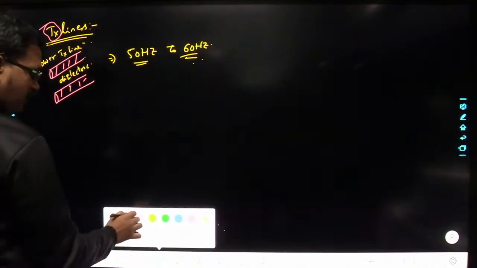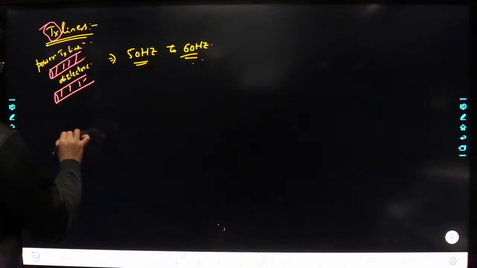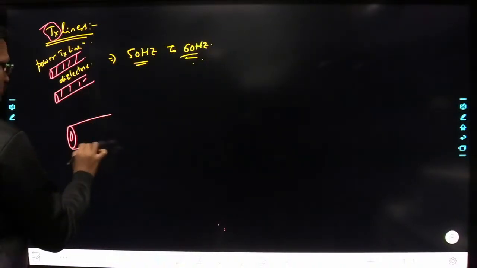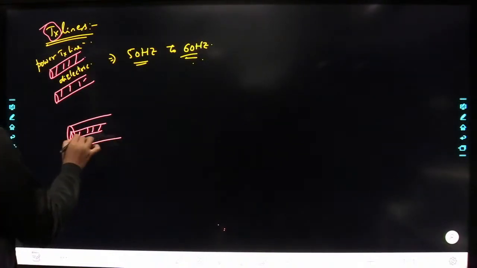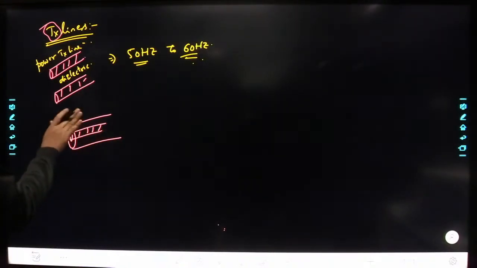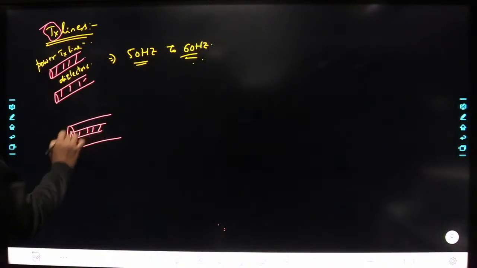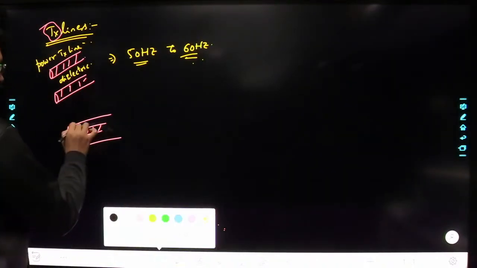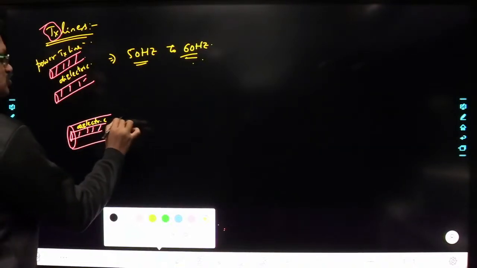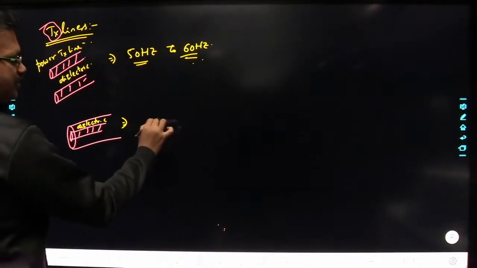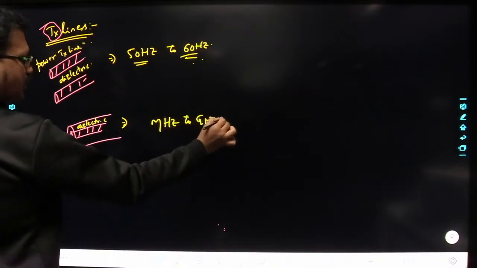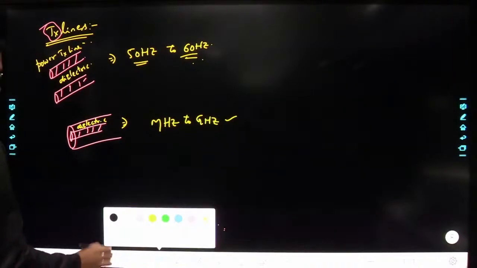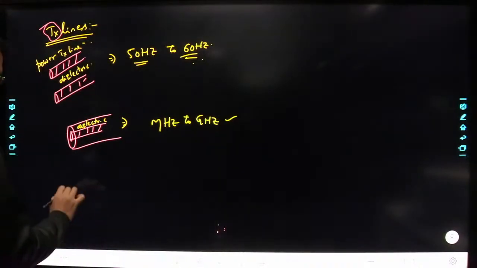Next we have another type of transmission line, that is coaxial cable. Here this region is a conductor and the outside region is also a conductor. In between these two you have a dielectric region. This coaxial cable is operated in the range of megahertz to gigahertz.